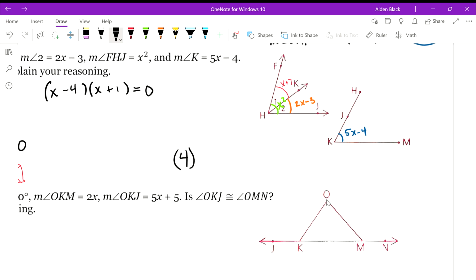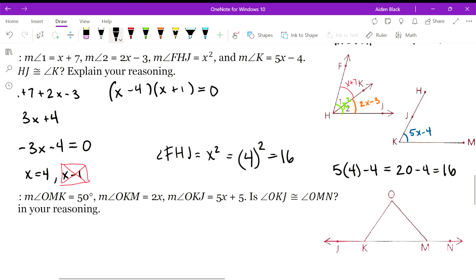4 squared. This is angle FHJ, which is equal to x squared, which in this case is equal to 4 squared, which equals 16. Now, since we know x, we can plug it in to angle K to see if these two angles are congruent. So 5 times our x value, which is 4, and we're subtracting 4. So this is 20 minus 4, which equals 16. So you see, since they're both 16, we know that these two are congruent.